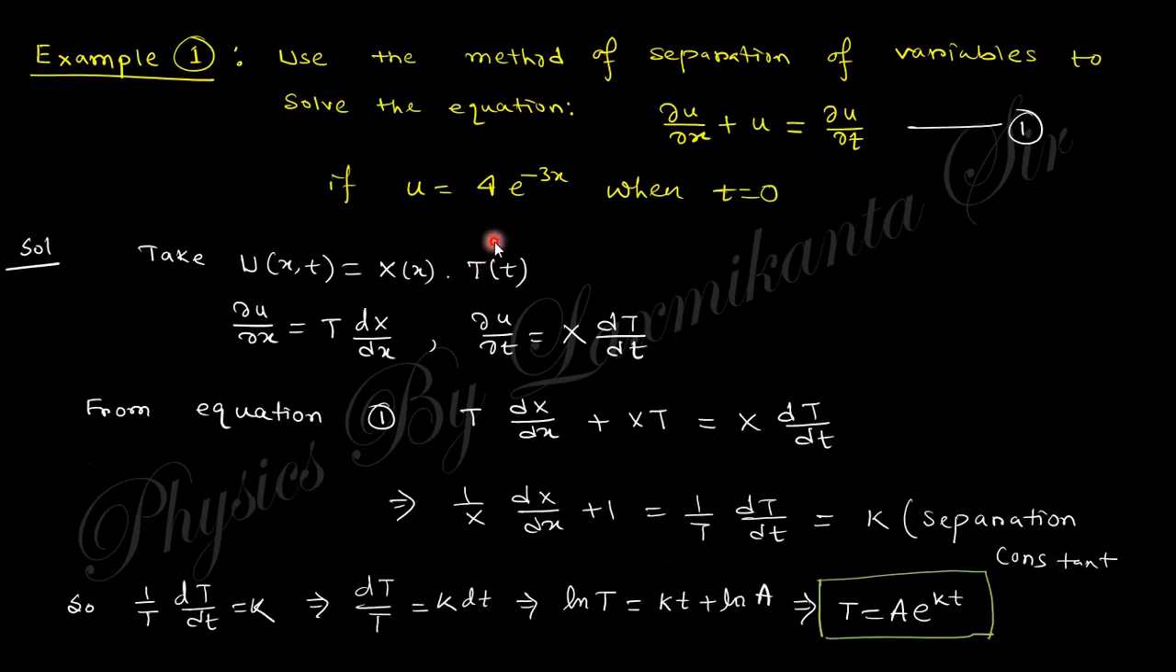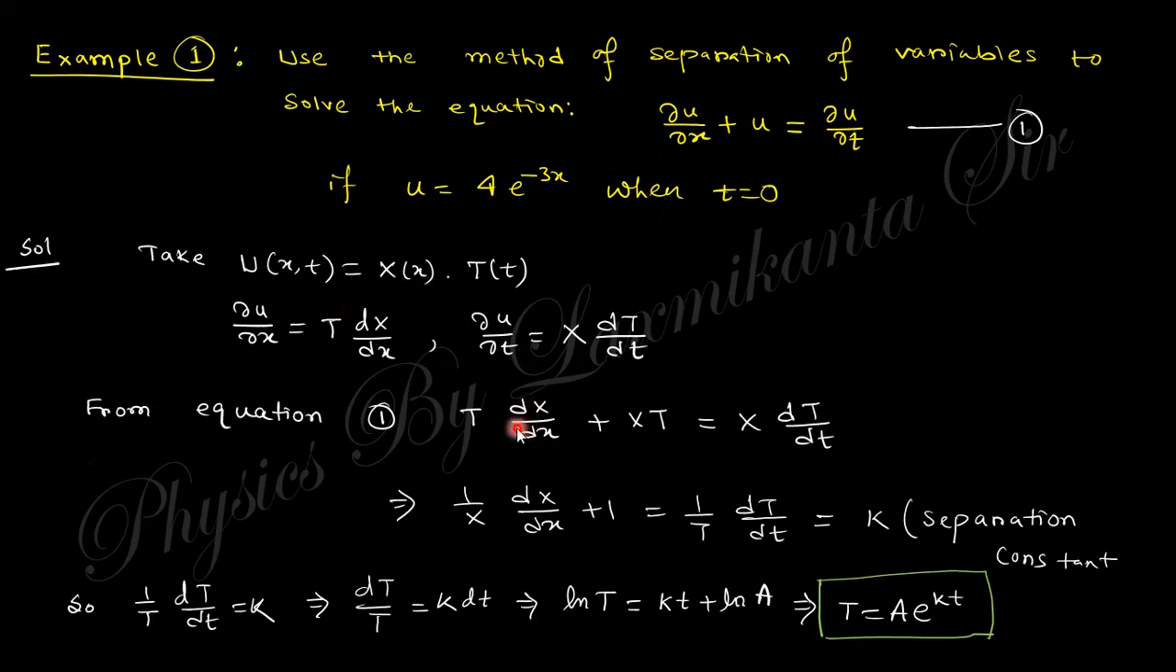Now go to some examples. First example: use the method of separation of variables to solve this equation. This is a partial differential equation you need to solve with this boundary condition. Since u is a function of x and t, we take u as a function of x times a function of t in product form. Take the partial derivative with respect to x, this will be like that, and the partial derivative with respect to t will be like that. Here it is a first order derivative, so we only take the first order derivative.